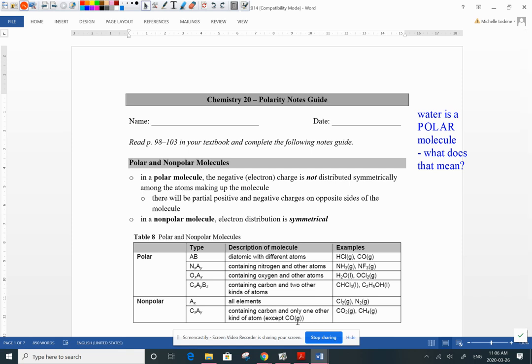Today I want to talk to you guys about polarity. You have known for a while, since Science 10, we talked about water being a polar molecule. Well, really, what does that mean? What does it mean to be polar? Why are some molecules non-polar?